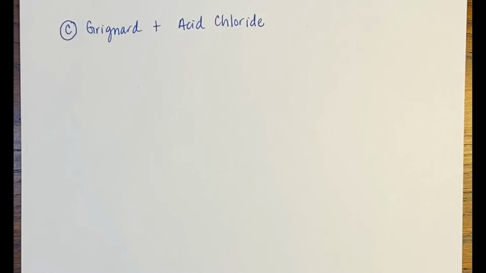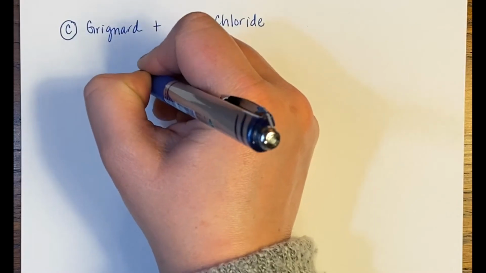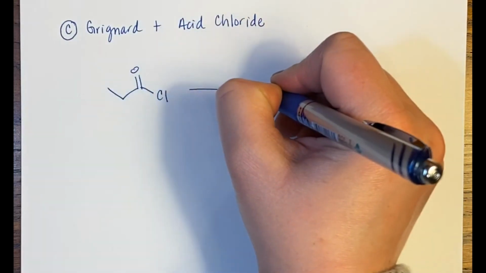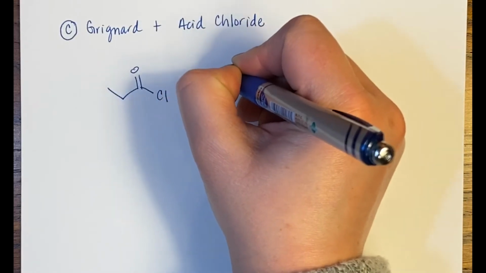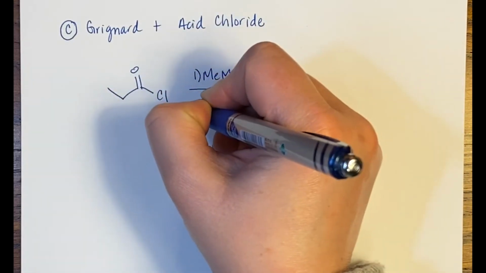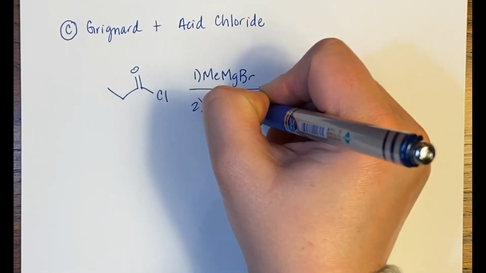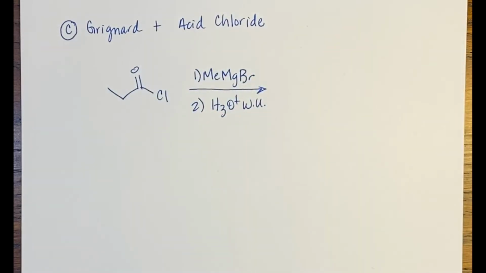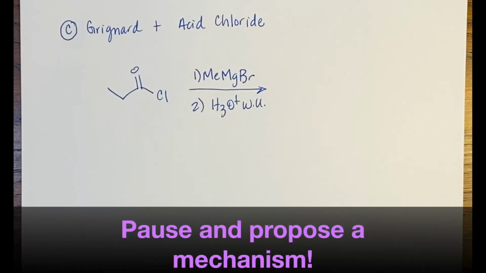The next reaction we can look at is the reaction of a Grignard with an acid chloride. So let's look at an example where we have this 3-carbon acid chloride undergo a reaction with methyl magnesium bromide followed by an acid workup. Before I give you the product of this reaction, pause the video, think through the mechanism, and see if you can come up with the product of this reaction. Remember that tetrahedral intermediates collapse when they can kick out a leaving group. Tetrahedral intermediates remain when they don't have any leaving groups. Pause the video and work through the mechanism to predict a product.